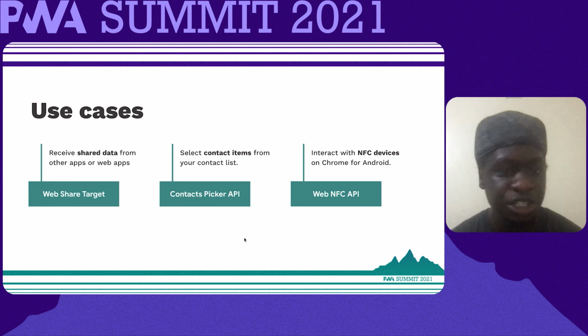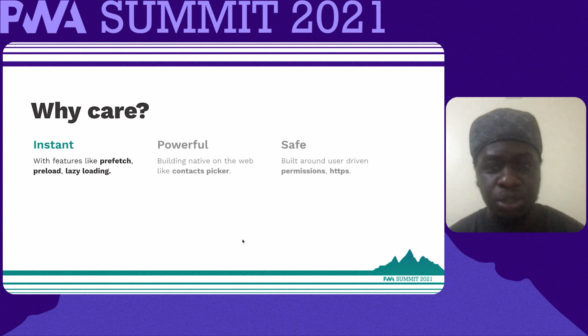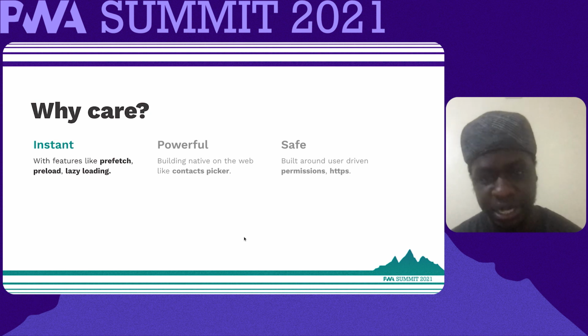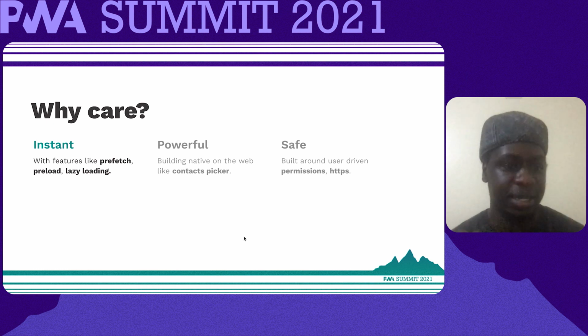The last bit is, why should you actually care about the new web capabilities project, or Project Fugu? One thing to note is that the entire development process of these modern capabilities is tied to the three core tenets of the web. That is, keeping the web instant as we build these powerful APIs, and security as the guidance. Instant. With features like prefetch, preloading, and lazy loading, interacting with these powerful web capabilities should not be a problem.